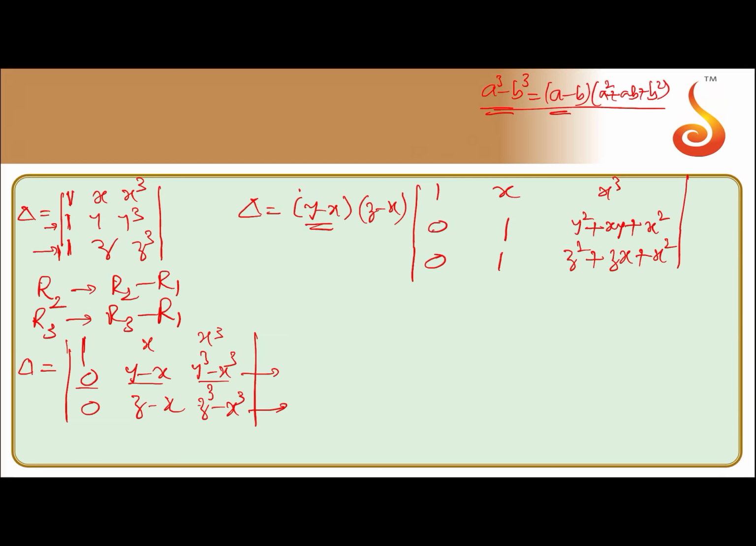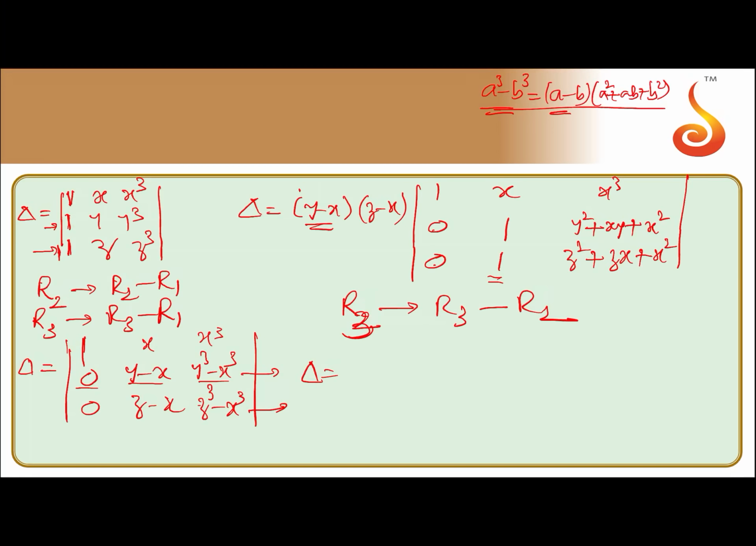Now I have here 1 and 1. It will be simpler for me if I make this element 0, so that the elements below the diagonal are zeros and the determinant is the product of the diagonal elements. For that sake, I'll make this number 0. That means I would like to change R3 as R3 minus R2.